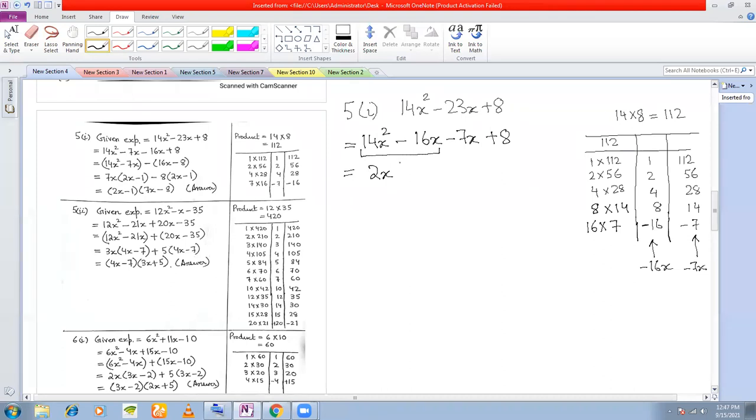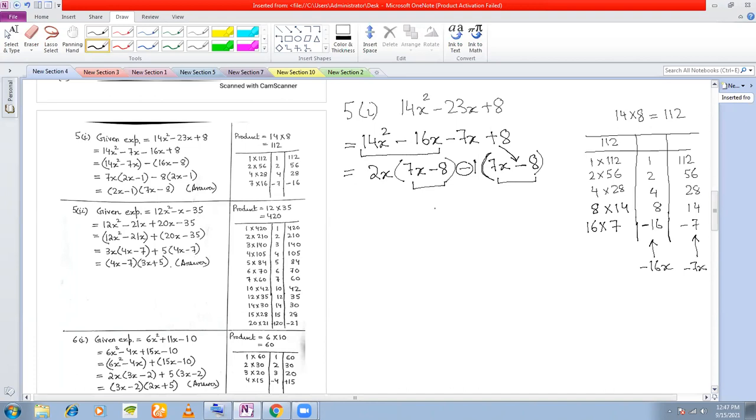You take the HCF out. So now 14x square, if you divide by 2x, you are going to get 7x minus. And 16x, if you divide by 2x, you are going to get 8. Now your HCF of 7x and 8 is 1, right? So you take 1 out. Now 7x, you divide by 1, you will get 7x. And because you have taken a negative sign here, this positive sign will become negative because you have introduced this bracket. 8.